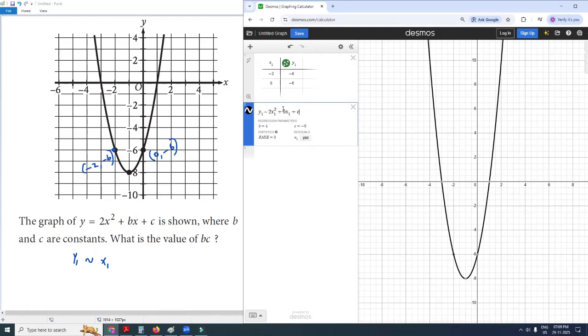Okay, here I got the values of the two unknown constants b and c, that is b equals 4 and c equals -6. And my aim is to get the value of b times c. Okay, let me take b times c. Here I got the value of b times c, that is -24.